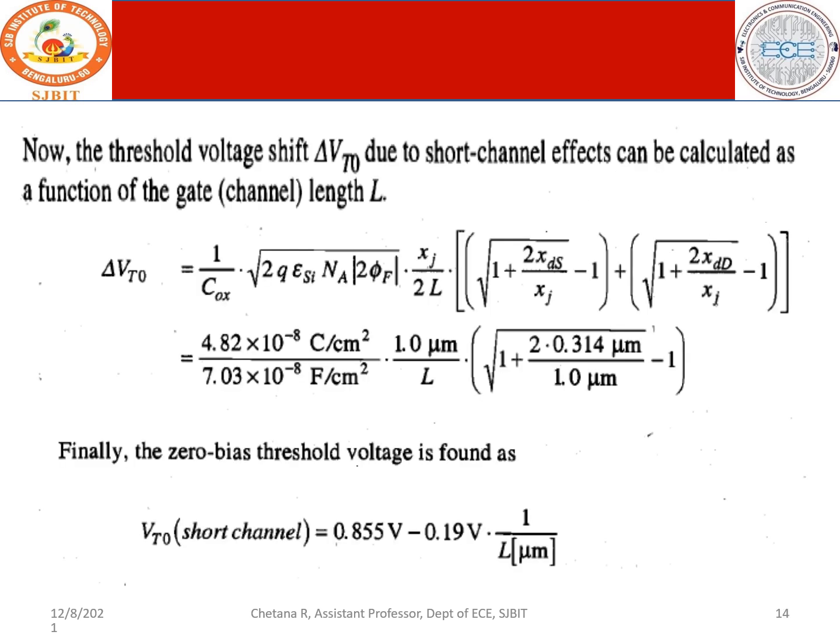So now the threshold voltage shift delta VT naught has to be found out. That has been given by the formula 1 by Cox root of 2q epsilon Si Na 2 phi F into Xj by 2L, and this formula which we got with respect to the source and the drain junction depth. Appropriately substituting, we get them in terms of L. L is unknown to us, therefore we get the threshold voltage for the short channel as this 0.855 volts minus 0.19 volts divided by 1 by L. L is in terms of micrometers.